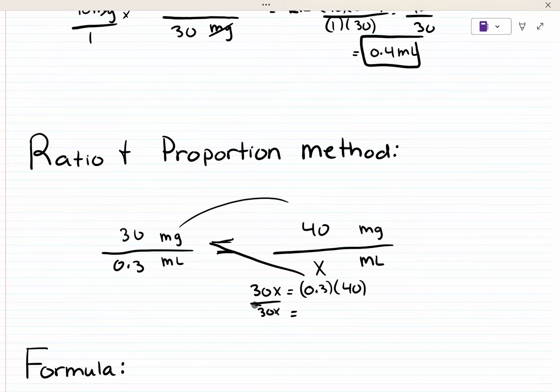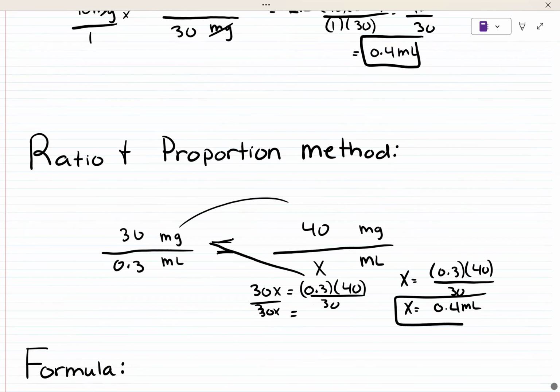Then divide both sides by 30 to get x by itself, so you get x equals 0.3 times 40 all over 30. And when you do the algebra, you get 0.4 milliliters. Okay.